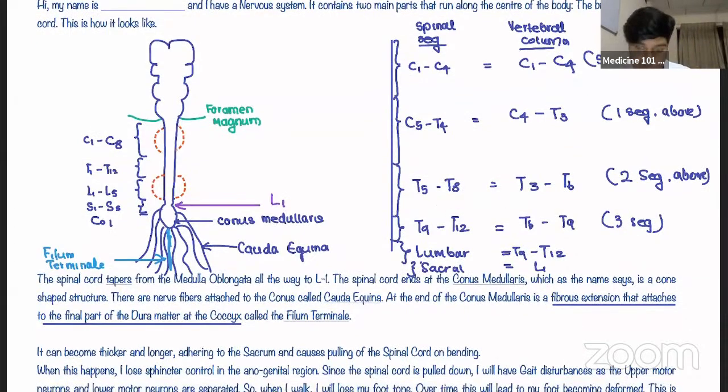So C1 to C4 will be C1 to C4. C5 to T4, it will be C4 to T3. Then T5 to T8 will be 6, 3, 6, 9, 12.